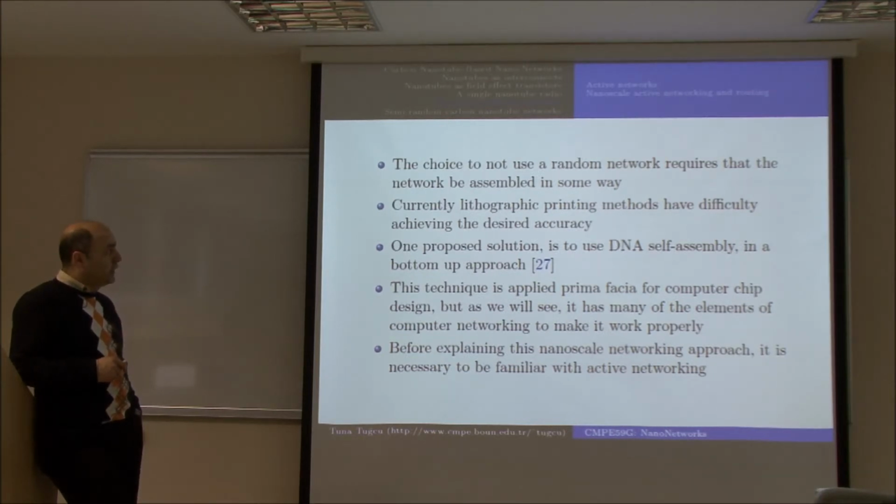When you choose not to deploy a random network of carbon nanostructures, you should find a way of deploying them in a regular manner as you wish. However, the current lithographic printing methods have difficulties in achieving this desired accuracy. There will be too much noise, and there will be, unfortunately, unwanted metallic nanotubes around.